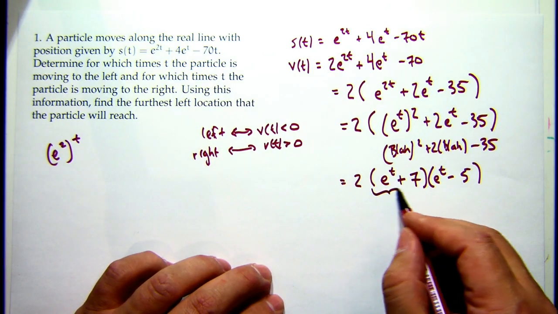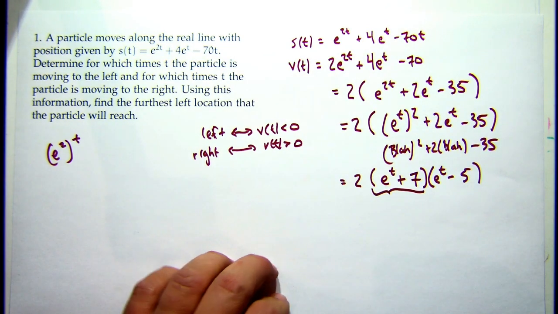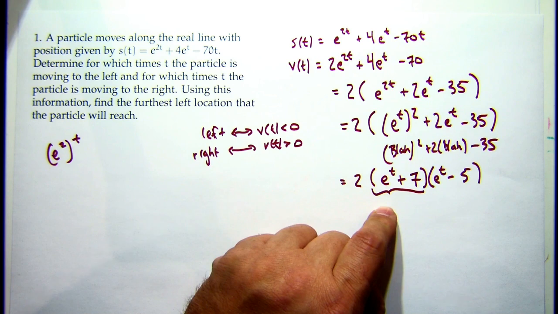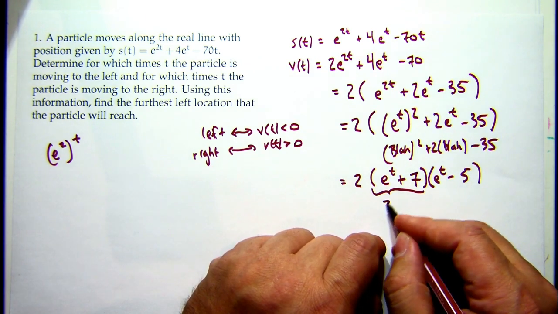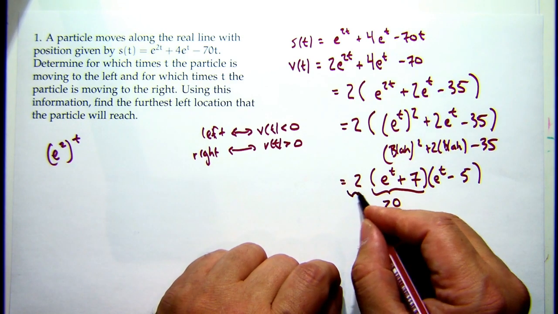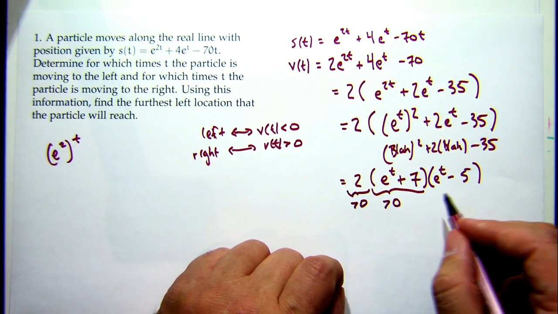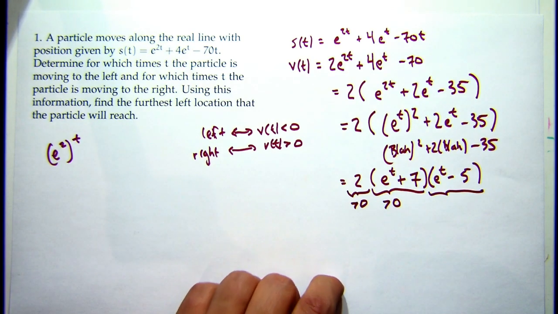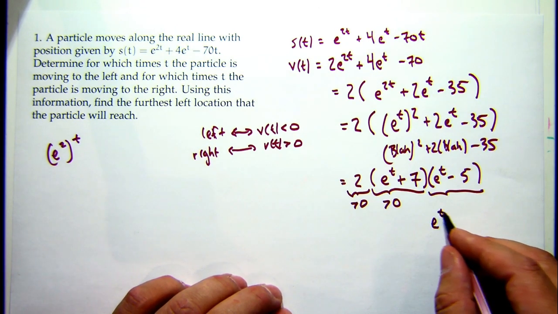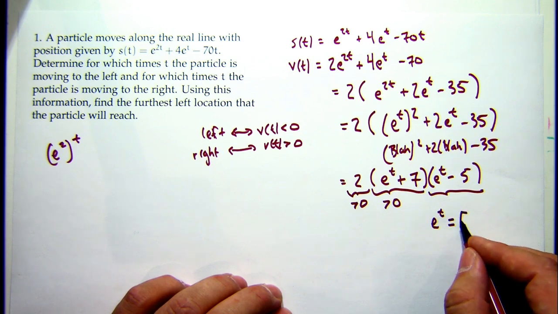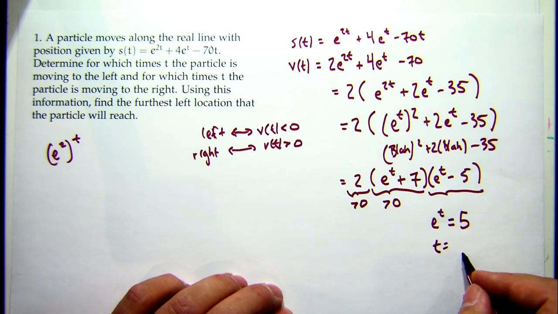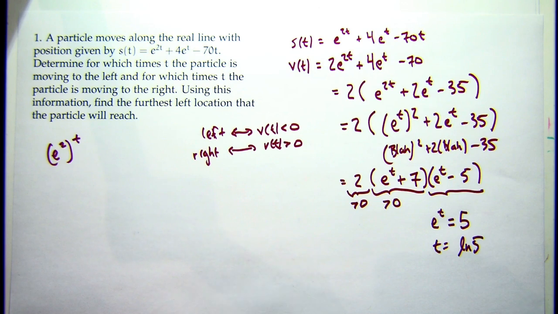Now I start to think, okay, e to the t plus 7. E to the t, can that ever be 0? No. Can it ever be negative? No. This is really very positive. It's always positive. And 2, I happen to have on good authority, is always positive. Which means if I want to understand the positive or negative aspects, I need to understand e to the t minus 5. Well, let's think about e to the t minus 5. When does e to the t minus 5 equal 0? That's the same as e to the t equals 5, or t is natural log 5.